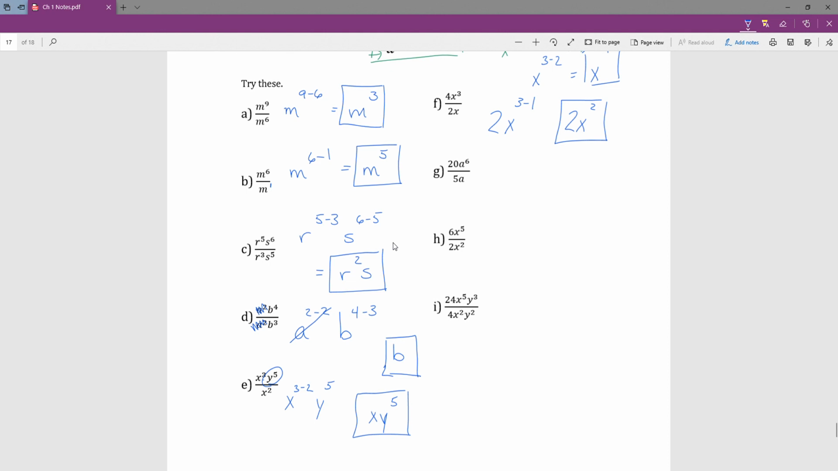So the final answer would be 2x squared. Next one here, 20 divided by 5 is 4, and we've got an a to the 6, and we've got an a to the 1. So it's 6 minus 1 as my exponent for a final answer of 4a to the 5. Moving along, I'll put the answers up, but not maybe say them all out.